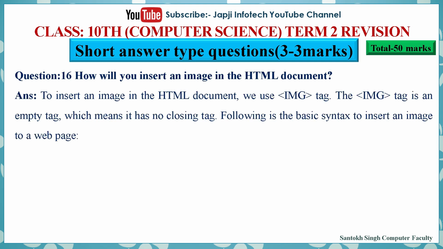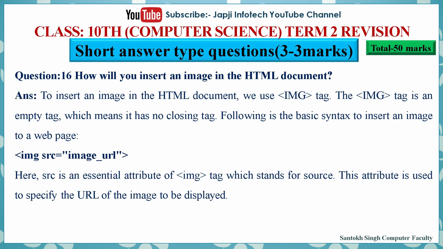To insert an image in the HTML document, we use the IMG tag. The IMG tag is an empty tag, which means it has no closing tag. So following is the basic syntax to insert an image to a web page: left angle bracket img space src equal to, in the double quotation marks, write the full path of the image, then close the right angle bracket. Here src is an essential attribute of the IMG tag, which stands for source. This attribute is used to specify the URL of the image to be displayed.